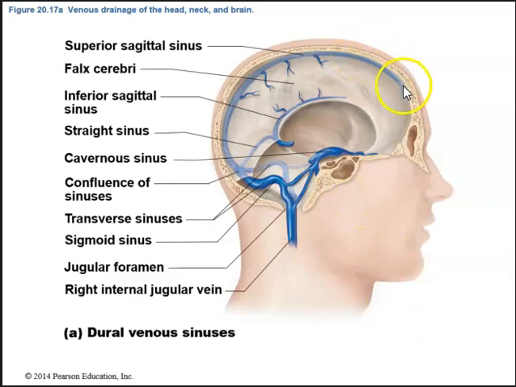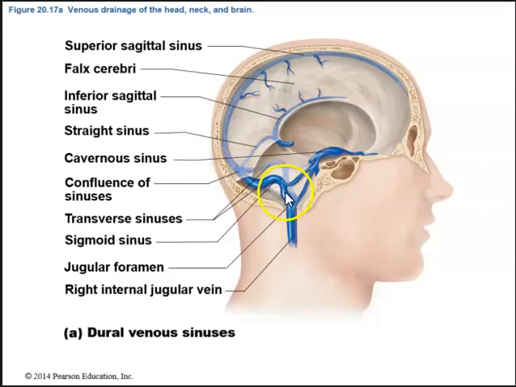So here we can see that superior sagittal sinus, obviously sitting within that sagittal plane. We have the inferior sagittal sinus. We have the cavernous sinus, the straight sinus. We have our transverse sinuses, cavernous sinus located here. We have a confluence of sinuses, so a joining together of sinuses.